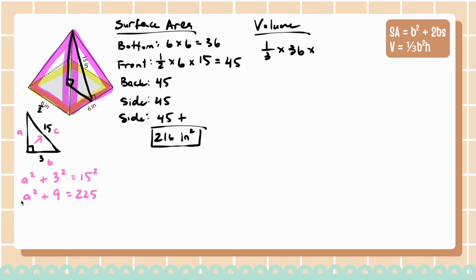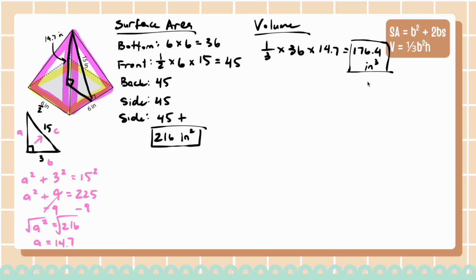I want to get a squared by itself, so let's subtract 9 from both sides. This cancels out, and all I'm left with is a squared is equal to 216. Take the square root of both sides to get a, and we get approximately 14.7, again rounding to the nearest tenth. So that means this height right here of the pyramid is going to be 14.7 inches. So this is the height that I'm going to use right here for the volume. So we're going to multiply this by 14.7. All of this multiplied is going to get me 176.4, and that's inches cubed. And this is our volume.